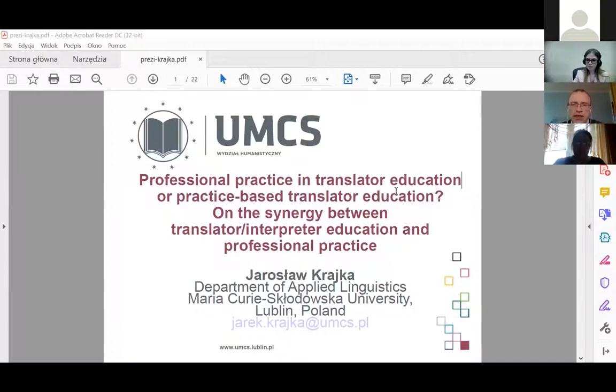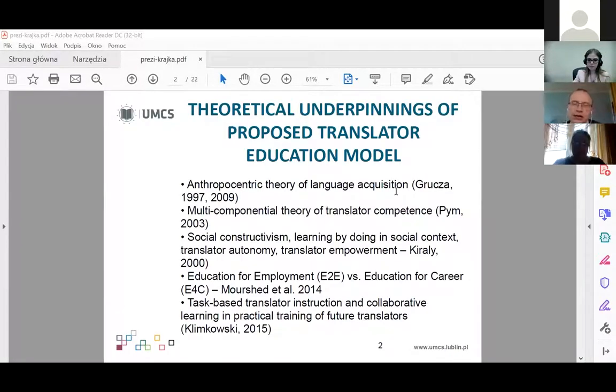There is, of course, the theoretical background to our work. We strongly believe that translator education should be in line with the anthropocentric theory of language acquisition, within which languages are not actually taught and professional skills are not actually taught, but rather learners, trainees, student translators, we need to create conditions for them, for language production, for languages to emerge, to appear as a result of their own needs.